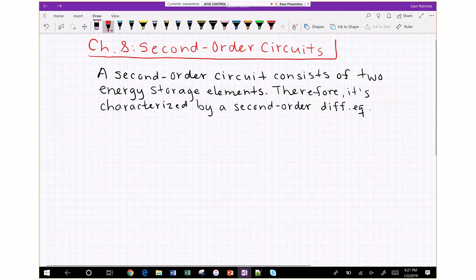This is still true. However, there's another initial condition. Now you're going to have two initial conditions, and that other initial condition requires taking a derivative of that initial inductor current or capacitor voltage. So let's talk a little bit more about this and then do a few examples.